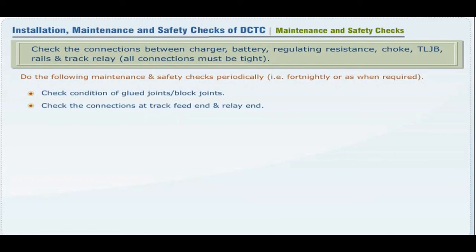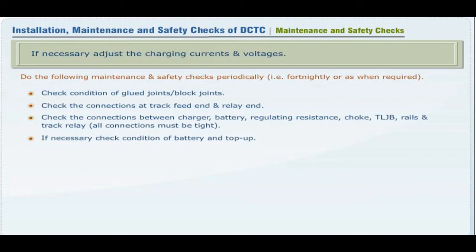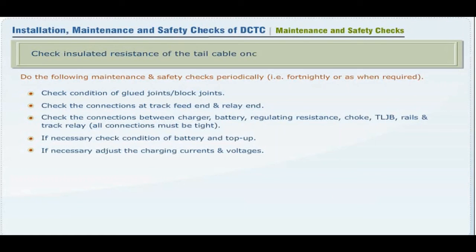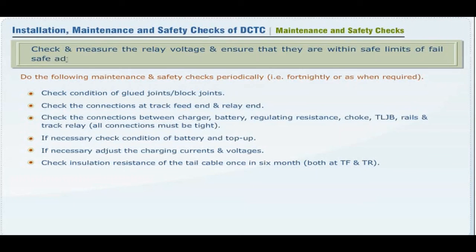All connections must be tight. If necessary, check condition of battery and top up. If necessary, adjust the charging currents and voltages. Check insulation resistance of the tail cable once in 6 months. Check and measure the relay voltage and ensure that they are within safe limits of fail-safe adjustments.